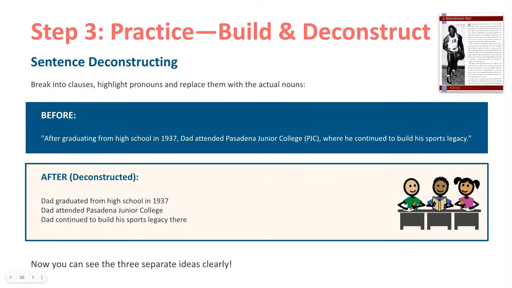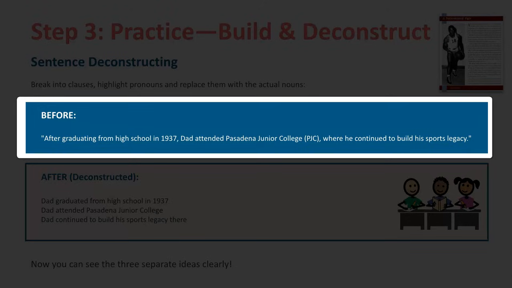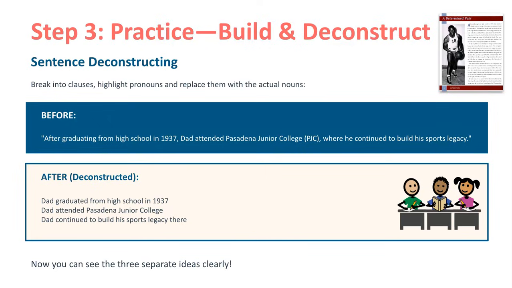Now, we're going to go to deconstructing, taking sentences apart. You're going to model this first, then support students. Here we go. Go ahead and read. "After graduating from high school in 1937, Dad attended Pasadena Junior College, JPC, where he continued to build his sports legacy." That's packed. Let's break it into clauses. Each clause has its own idea.